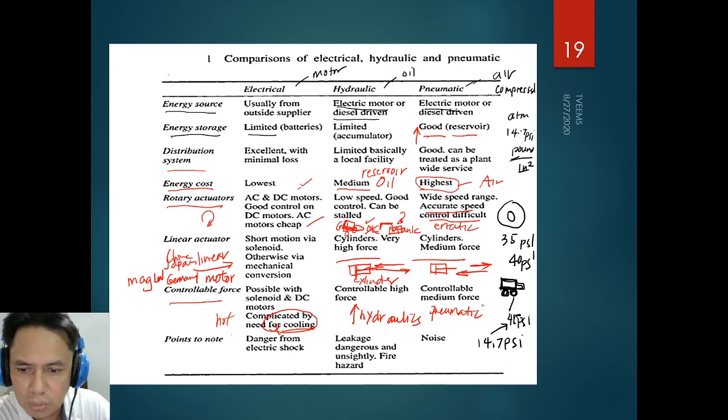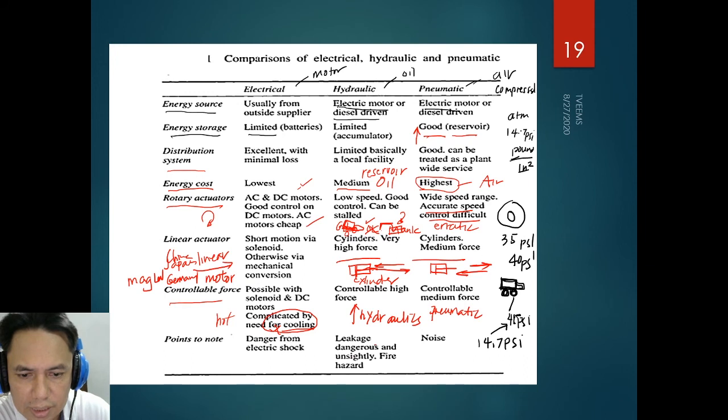So the last one is this: points to note. Danger from electric shock. There's always danger in considering electricity, like electric shock or electric risk. For example, if there's faulty wiring, it could cause a fire. It could damage everything.